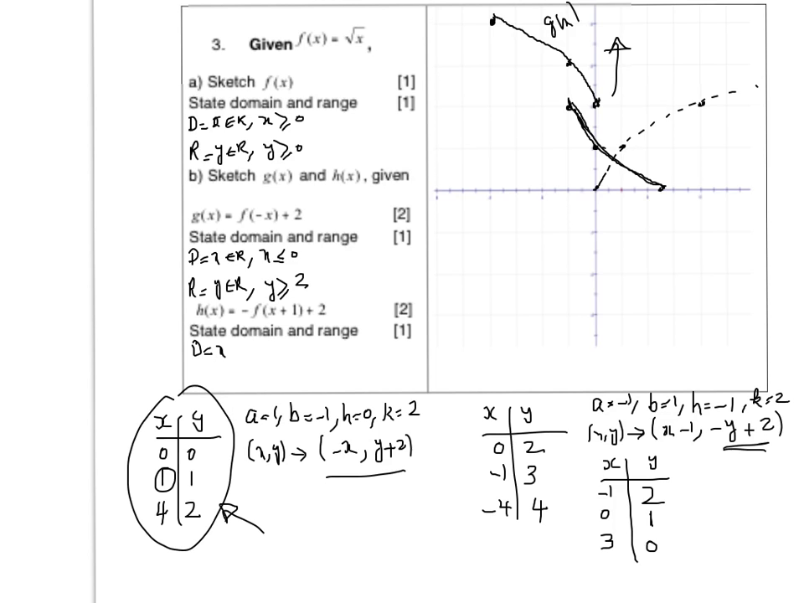Now the domain is going to be x in R, and x has to be greater than or equal to negative 1, and your range is going to be y in R. If you look at it, your range is going to be less than or equal to this value here, which is 2. So your range is going to be y less than or equal to 2.